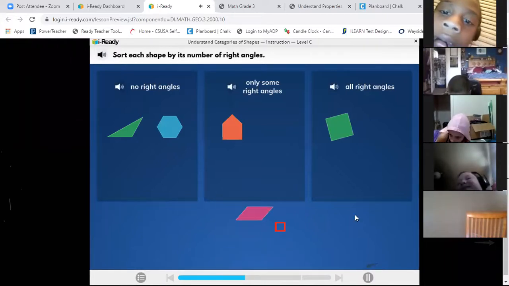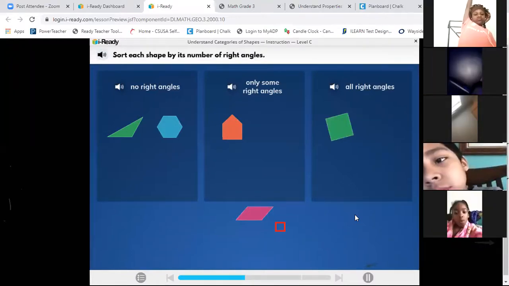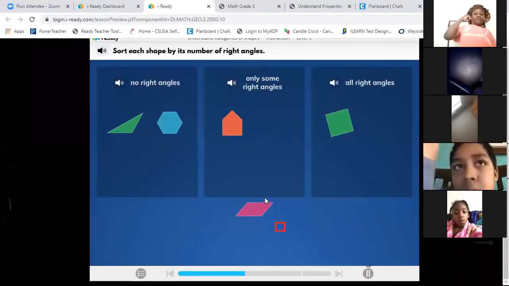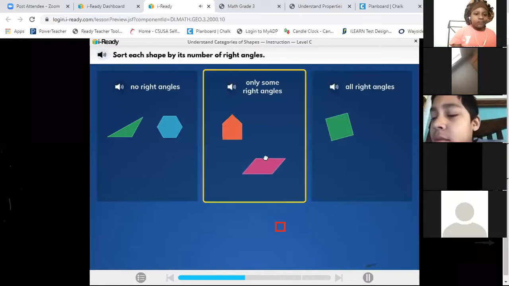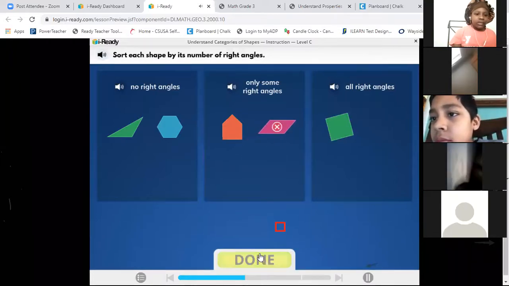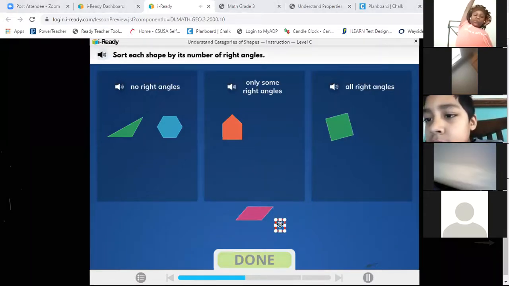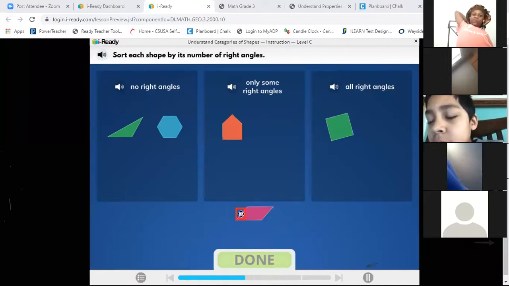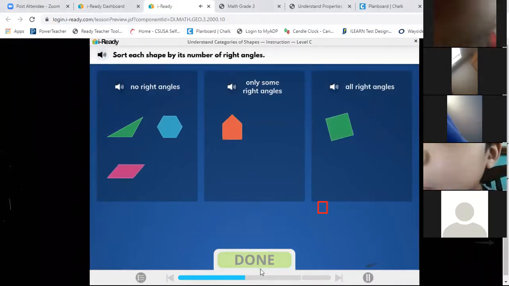All right, what about this quadrilateral, this parallelogram? What's this one? Esteban. These are some right angles. Some right angles? Not quite. Let's go ahead and drag this here. There goes there, there's that, there's that. So Esteban, which one do you think it is now? No right angles. No right angles? Oh, bam.